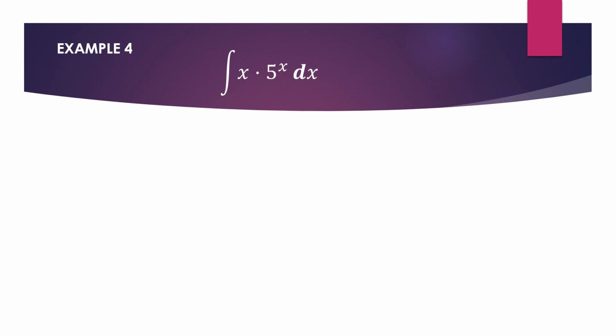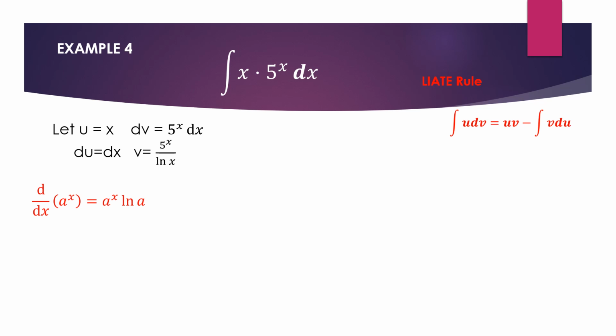Let's see another example. Integral x times 5^x dx. Again, according to the LIATE rule, x is algebraic and 5^x is exponent. So here we will let u be the x and dv be 5^x dx. Then we get du equal to dx and v equal to 5^x over natural log 5. Here we need to recall the derivative of a^x equal to a^x natural log a.